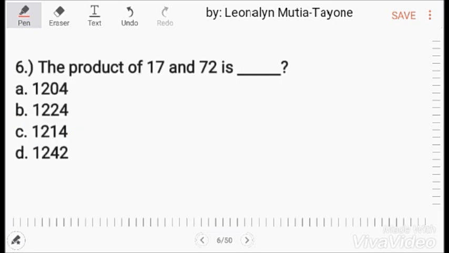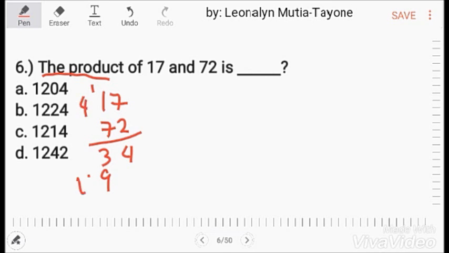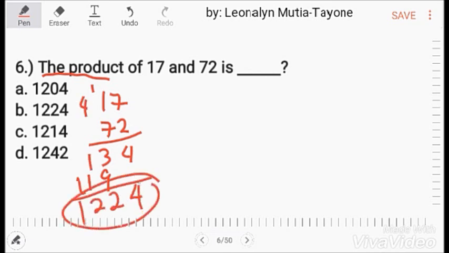Number 6, the product of 17 and 72. Meaning, pag sinabing the product, i-multiply mo lang siya. So, I will give you 2 ways in how to multiply them para kayo na ang bahala mag-choose kung saan ang gusto nyo. 17 times 72, the usual way. So, i-add mo siya and the answer is 1,224.